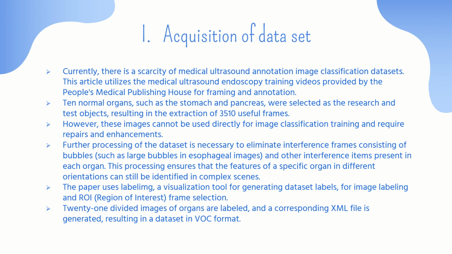Now, the obtained images cannot be directly used for image classification training, as certain repairs and image enhancement should be done. This needs to be further processed to remove interference frames composed of bubbles and other unwanted things in each organ, so that the characteristics of certain organs in different orientations can still be identified even in a complex scene. So in this paper, a visualization tool for generating the dataset labels known as labelImg is used, and the region of interest is considered for frame selection, and 21 divided images of organs are labeled. By generating the corresponding XML file, a dataset in VOC format is obtained.